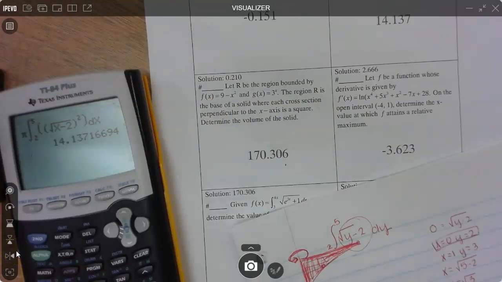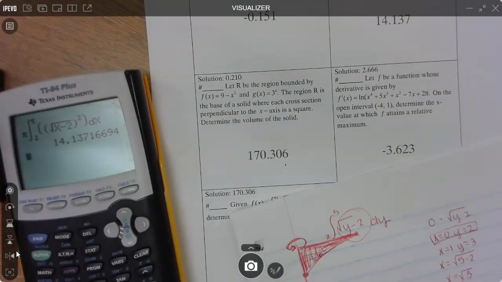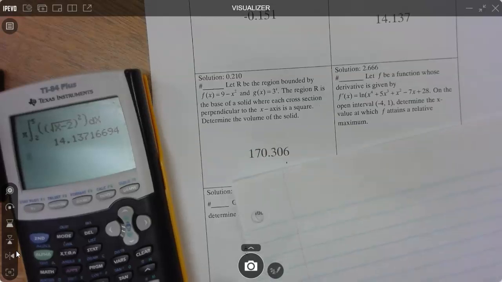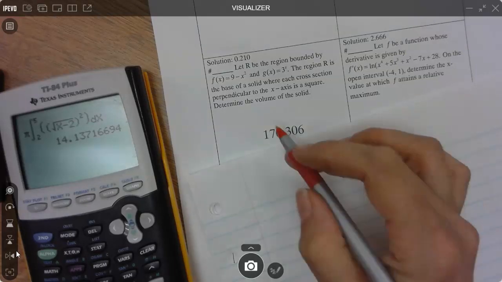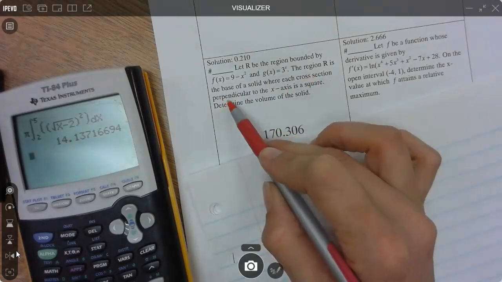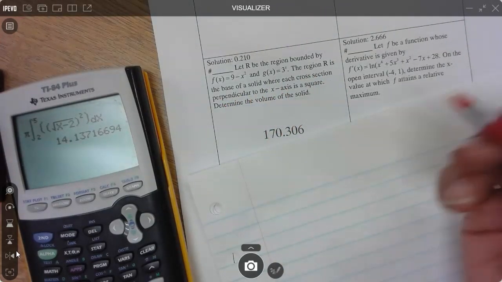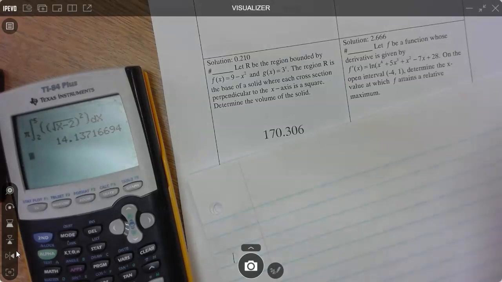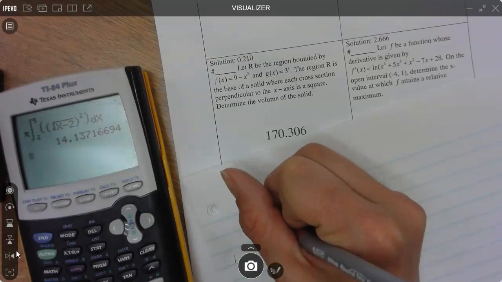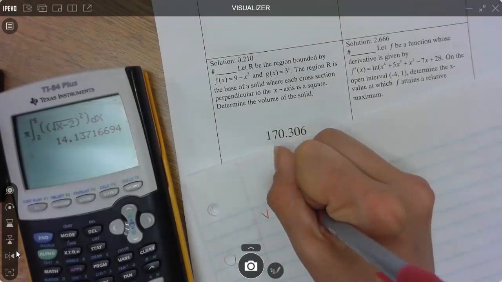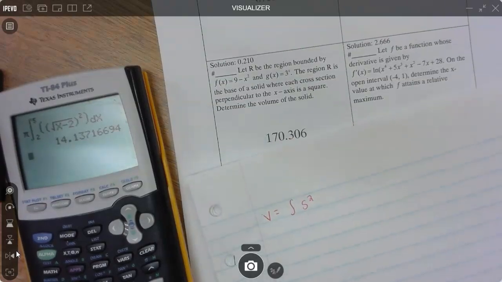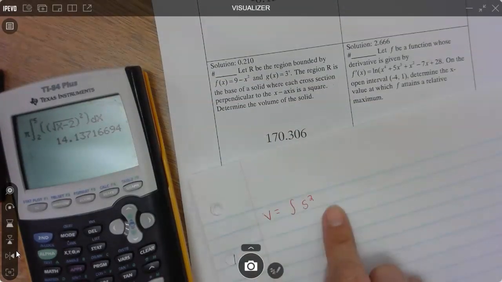This one right here. So let R be the region bounded by blank and blank. So the region R is the base of a solid where each cross-section perpendicular to the x-axis is a square. So again, we are thinking of a volume equals the integral of s squared, because that'll be the sides of our square.